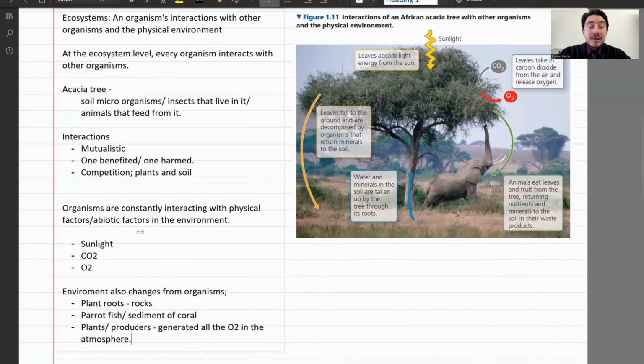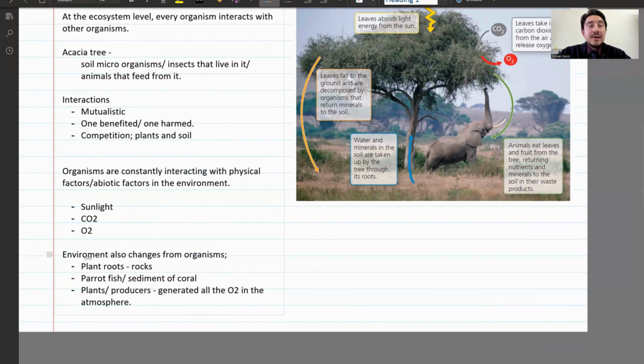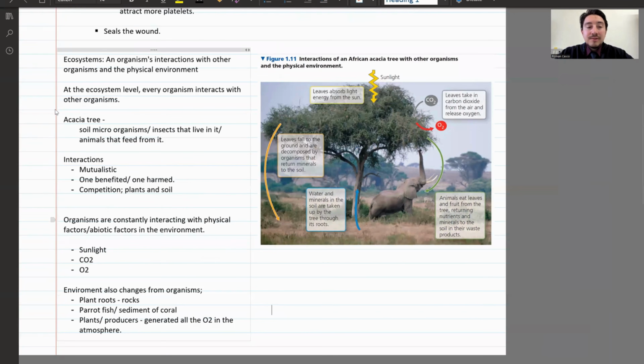One thing that is interesting about environments is that they're not fixed. Environments are dynamic, they change. The organisms also impact how the environment changes. Plant roots can break down rocks. Parrotfish come in and create sediment because they nibble and graze on coral, so they create a refined sediment. Plants and producers provide oxygen to the environment. So environments are fluid, and they can change based on the behavior of organisms.